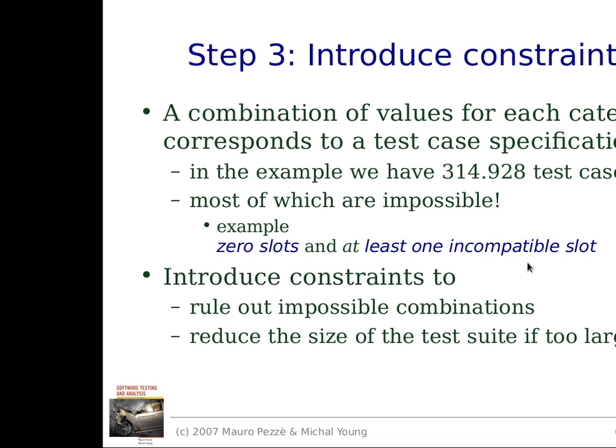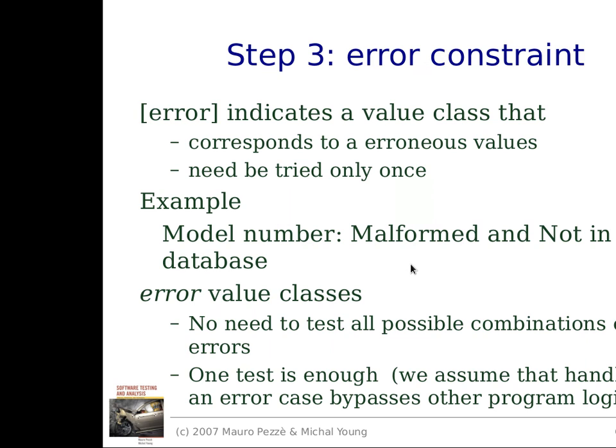So you introduce some constraints to rule out impossible combinations, and this will reduce the size of your test suite if it's too large. Intuitively, you think about doing this. You're not going to ever write a test case for 0 slots and at least 1 incompatible slot, but the book is trying to come up with a formal way to introduce and explain these things. So the first thing they're going to talk about is the error constraints.